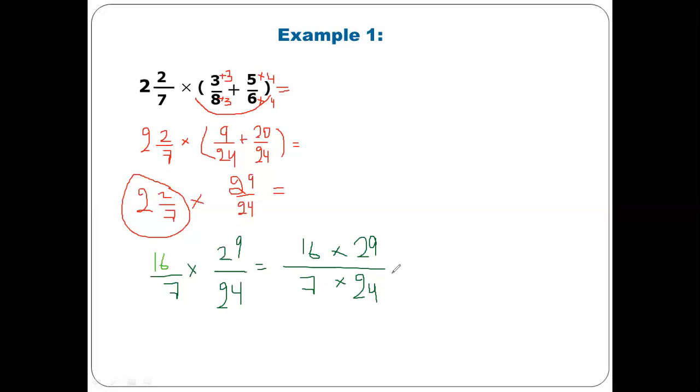So it's clear that 16 and 24 can be simplified by 8. I can't simplify anymore because none of the numbers in the numerator share a common divisor with any number in the denominator. So 29 times 2 is 58 out of 21.